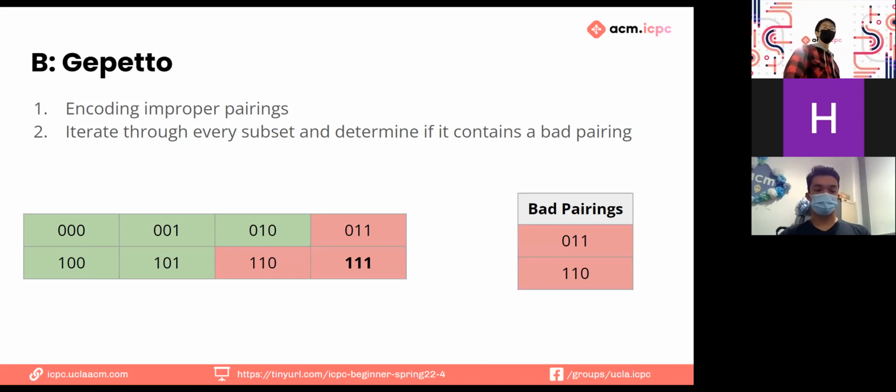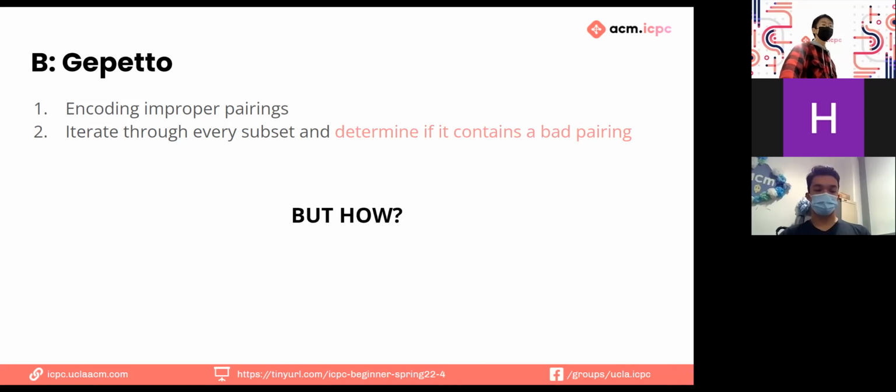Notice that we've already talked about how to encode subsets as binary strings earlier in the presentation. We also talked about how to iterate through every subset of a set. The only thing left for us to do is to decide how to determine whether a bad pairing exists in a subset. Remember that earlier we also talked about how to find the intersection of 2 subsets using binary strings. I'll leave that as an exercise. See if you can solve this problem.